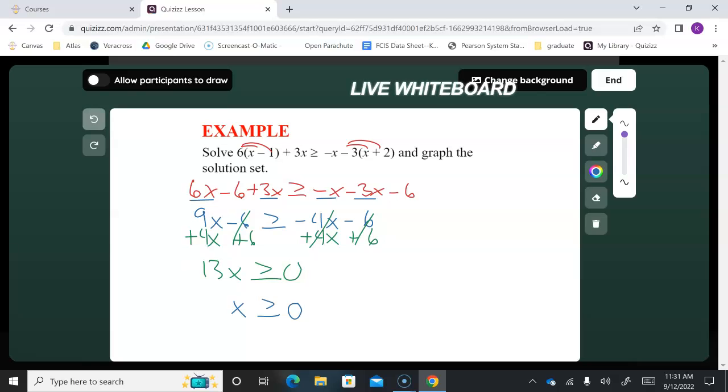Okay, so what's my interval? What's the lowest number? 0. If x is greater than or equal to 0, so brackets 0, infinity. What type of circle on my graph? Closed, shading which direction? Okay, interval, graph, inequality. All three there.